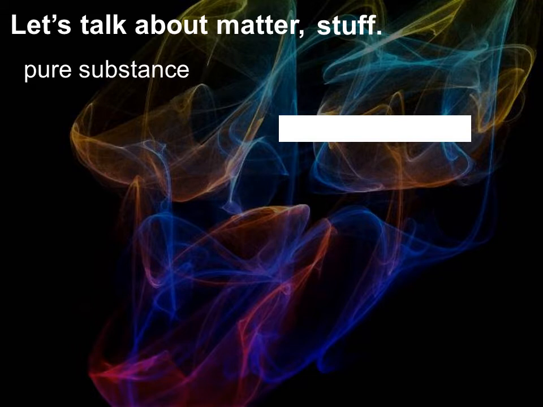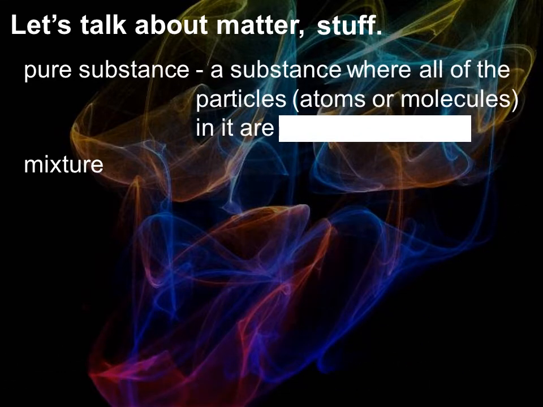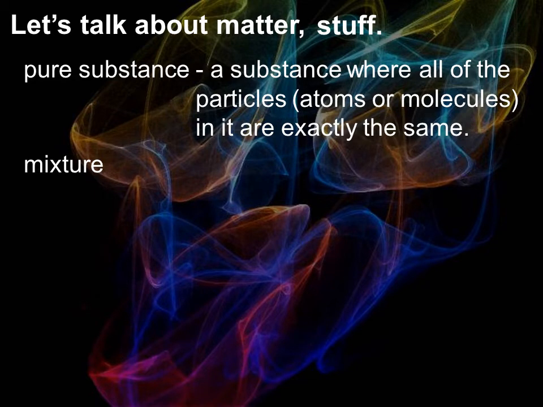So matter can be found in one of two forms, either as a pure substance or as a mixture. A pure substance is going to be any substance where all the particles, those tiny little pieces, which could be atoms or molecules, are exactly the same. If you were able to see the tiny particles and they would all be the same, then we'd be talking about a pure substance.